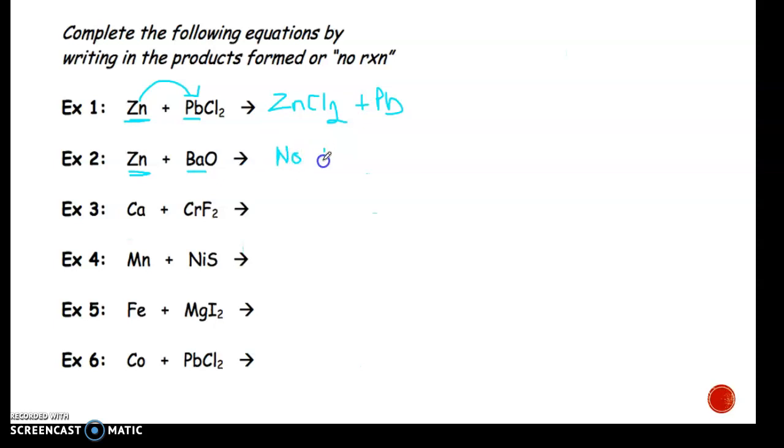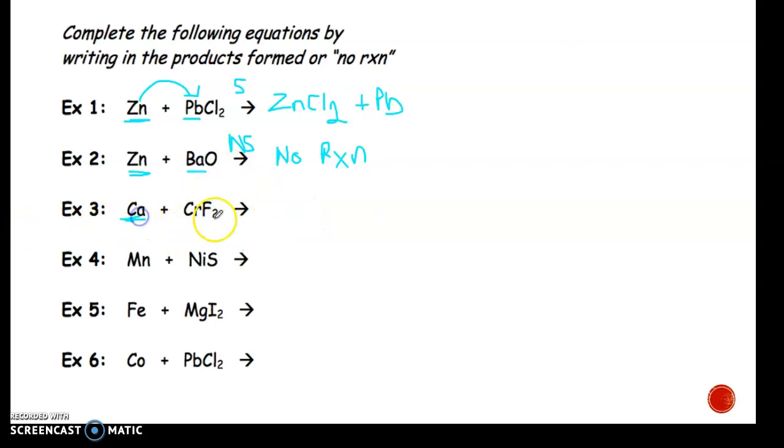And because we have no reaction, we can say that this is a non-spontaneous reaction. But because example 1 went to completion and we have products, we can say that it is a spontaneous reaction. Alright, example number 3, our last one.